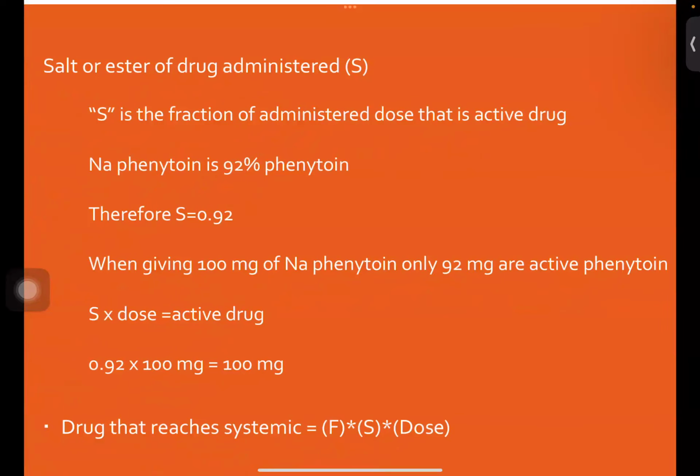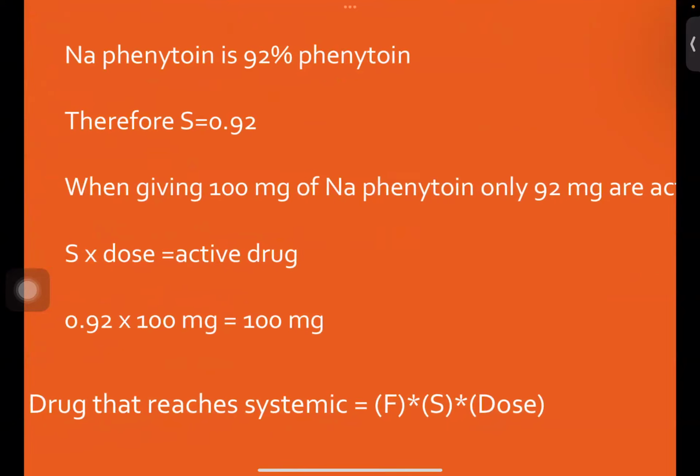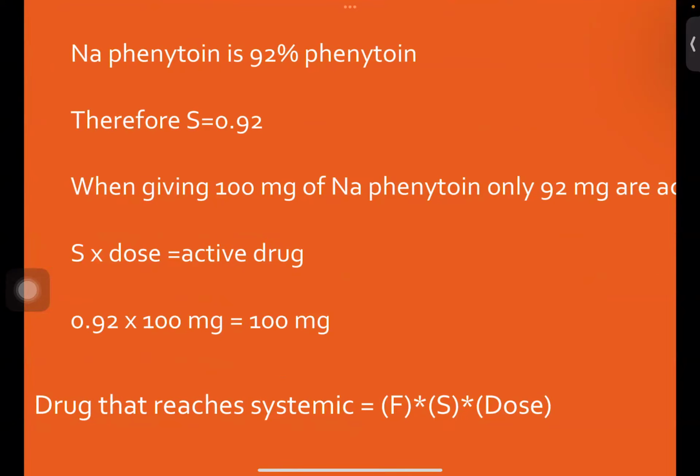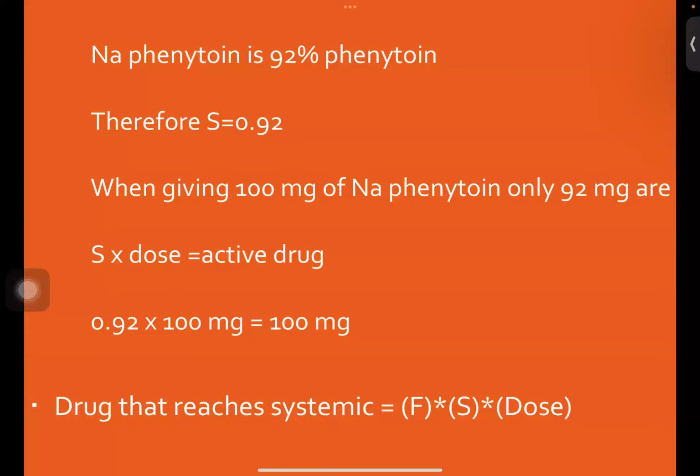So for example, sodium phenytoin is 92% phenytoin. So therefore S is equal to 0.92. And you'd always have to multiply that times the dose. So if we're giving 100 milligrams of sodium phenytoin, only 92 milligrams is going to be active, right? So the drug that reaches the systemic circulation is bioavailability times salt form times dose, or times dose rate, whatever you're looking at. So you have to consider not only bioavailability, but salt form.